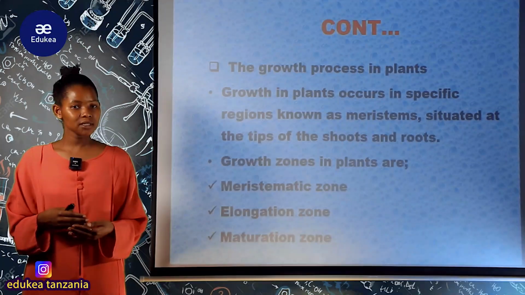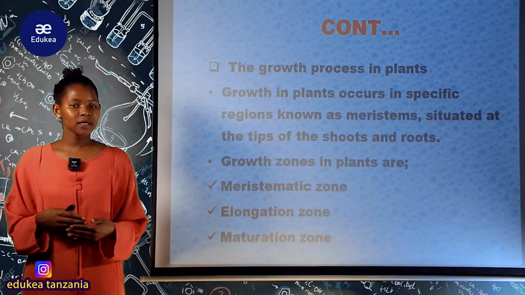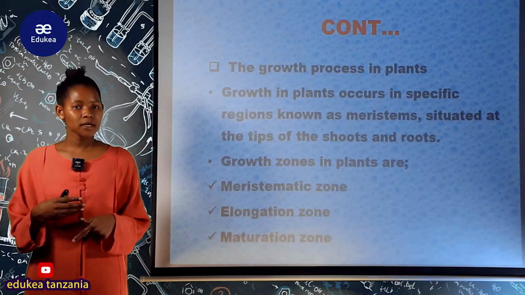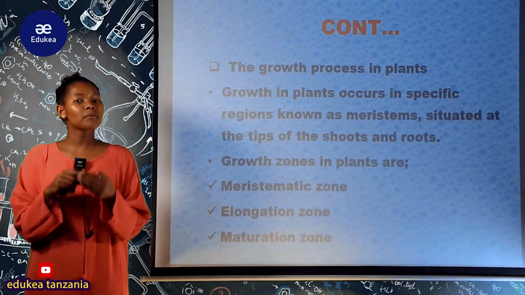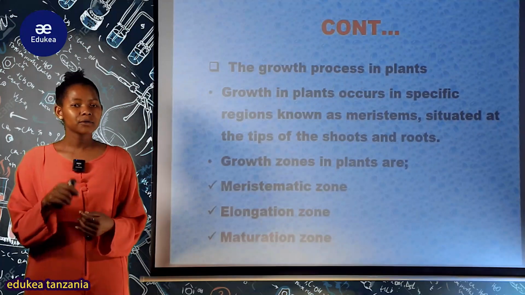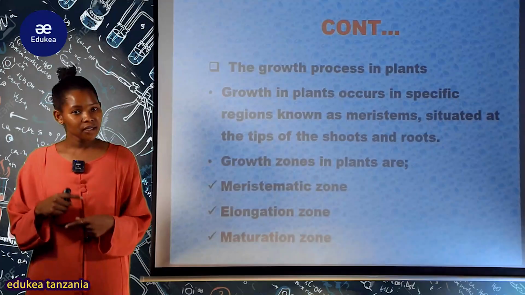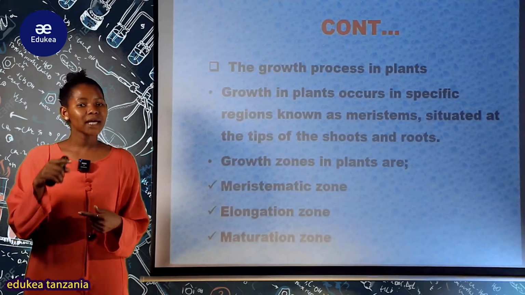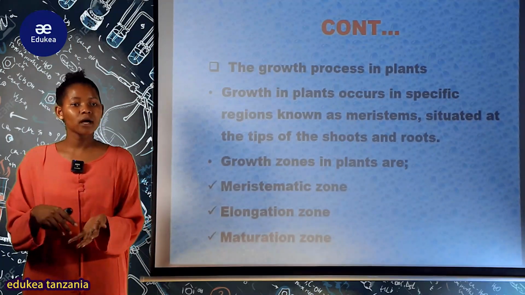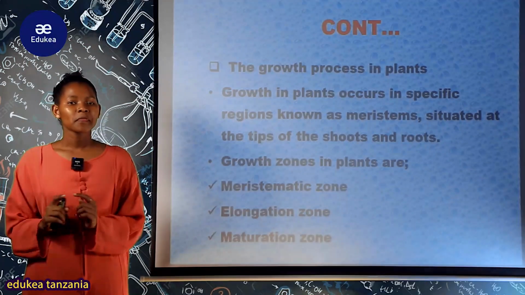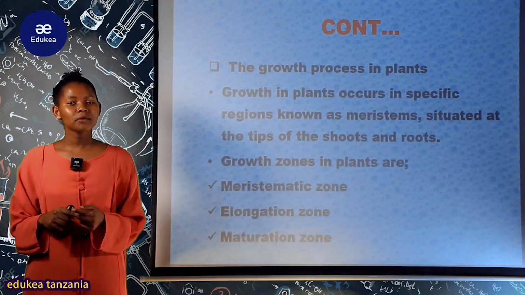Kwa hiyo meristematic zone ni ile region ya plant ambayo either inaweza ikawa kwenye tip ya root ama ya shoot, kule mwishoni kwa roots ama kule mwishoni kwa shoot, ndio kunakuwa panaitwa meristematic zone. Hiyo area ina divide rapidly kwa sababu maeneo yale yanahitaji siku zote kuendelea kukua, na ndio yanayo provide mmea uweze kukua zaidi.